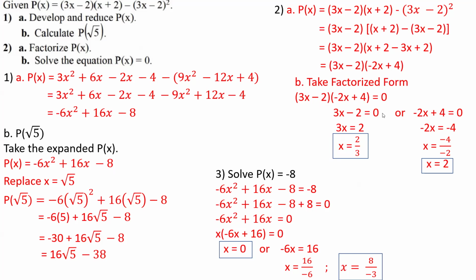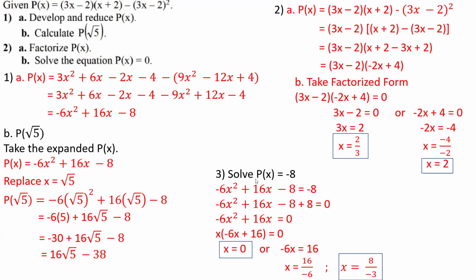Either 3x minus 2 is equal to 0, then 3x equals 2. So x equal to 2 over 3 is the first solution. Or minus 2x plus 4 is equal to 0. Minus 2x is equal to minus 4. x is equal to minus 4 over minus 2, then x is equal to 2.